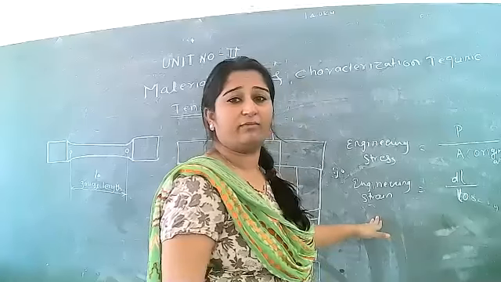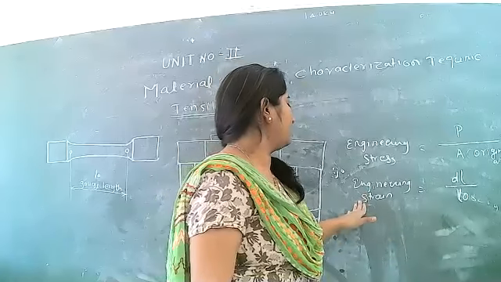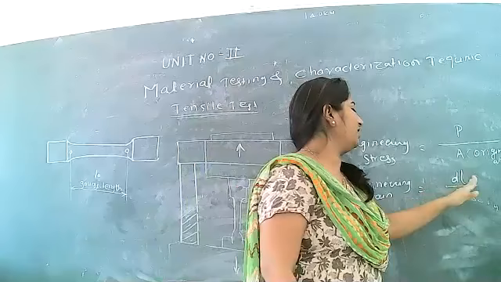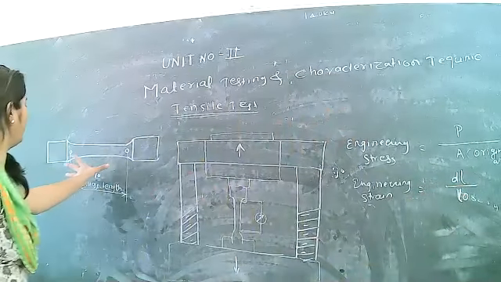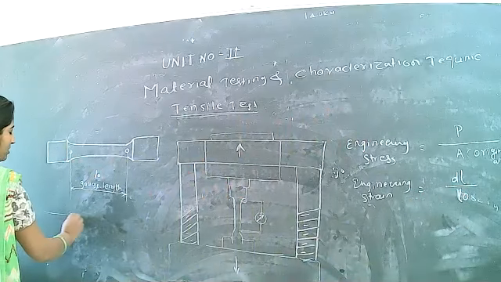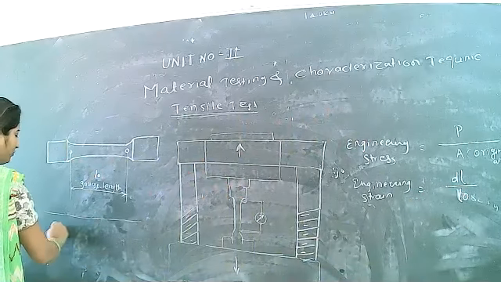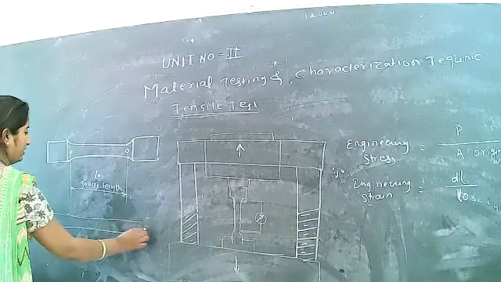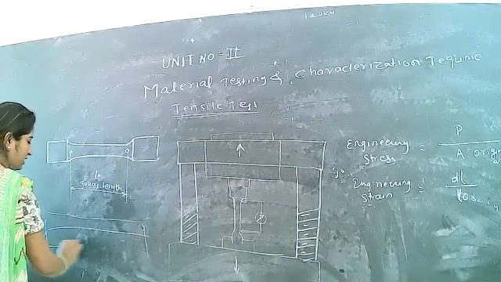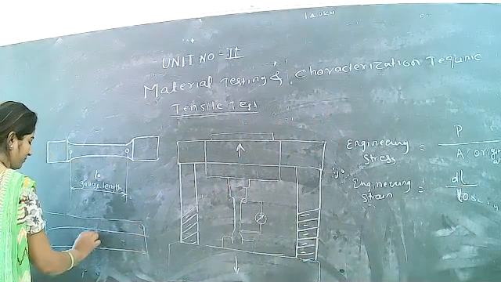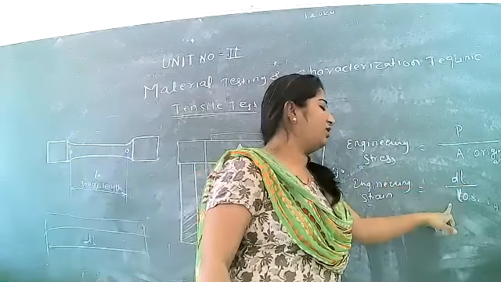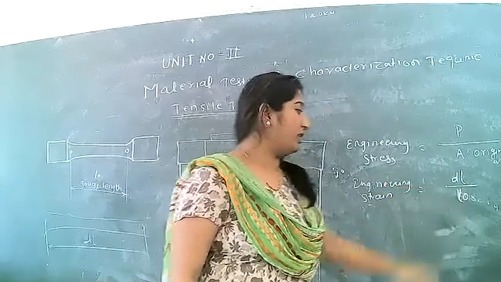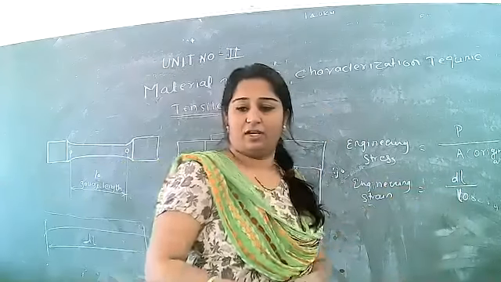And what is engineering strain? Engineering strain is nothing but the change in length dL upon the original length L0. After the test, suppose this is the change in length of the specimen. Here, L0 is converted into L, and the change dL upon the original length L0 of that specimen is called the engineering strain.